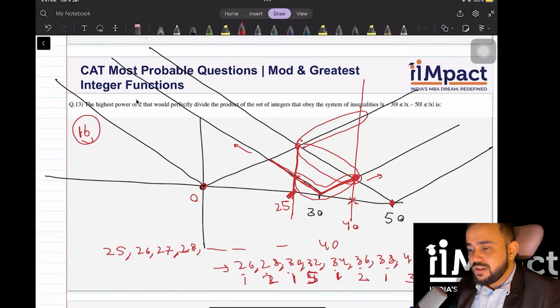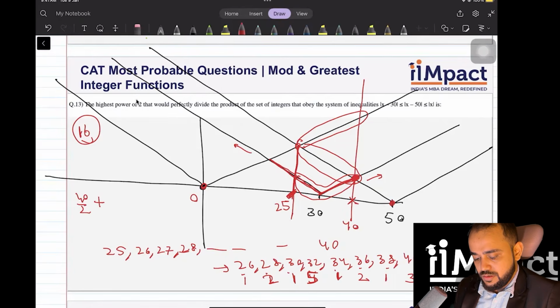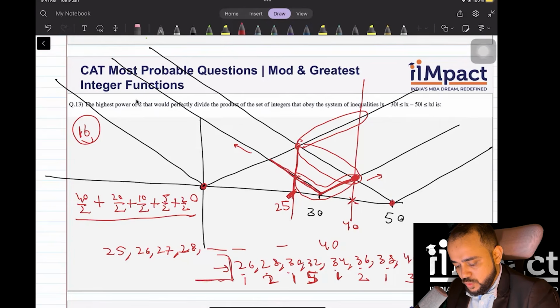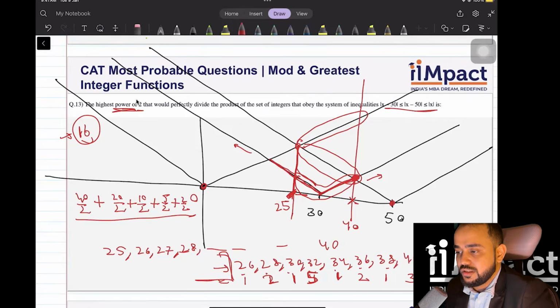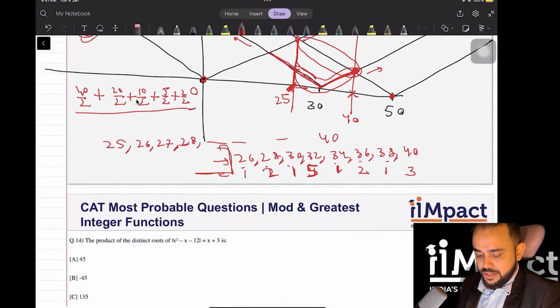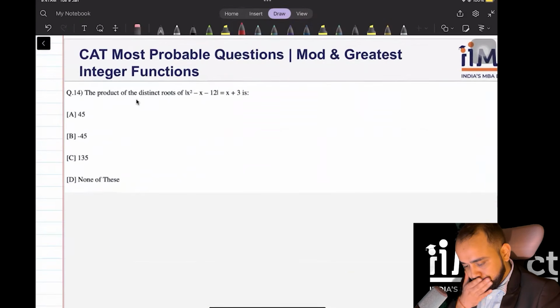Honestly, you might as well have just found 40 by 2 plus 20 by 2 plus 10 by 2 plus 5 by 2 plus 2 by 2, and basically find the highest power of 2 till 40, and then find the highest power of 2 till 25 and subtract those, you would have landed at 16 itself. So either way, finding the highest power of 2 is not the point of the question. Finding the section that we are interested in, what the values of x are, is what we are interested in. So you will get 2 to the power 16 as your answer. All right, moving on to the next question.